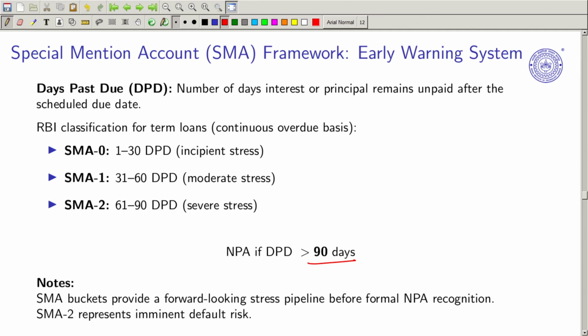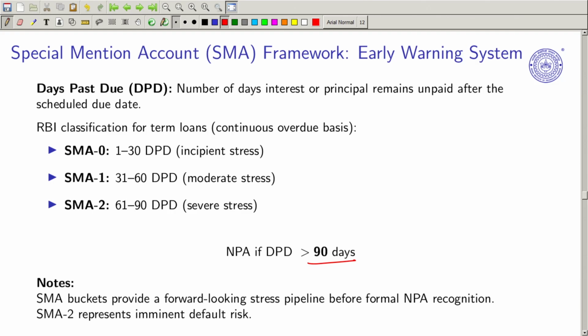So you can see, if you have an account and the account is not receiving payment on time, within 30 days it will be put into SMA 0, 1 to 30 days, which means that stress is arising. So maybe you can start looking at who the borrower is, why he is not responding and why he is not paying. Then 31 to 60 days is moderate stress, which means that you are not able to identify, relocate and get in touch, and you are trying to find out what happened. That is the moderate stress, 31 to 60 days.